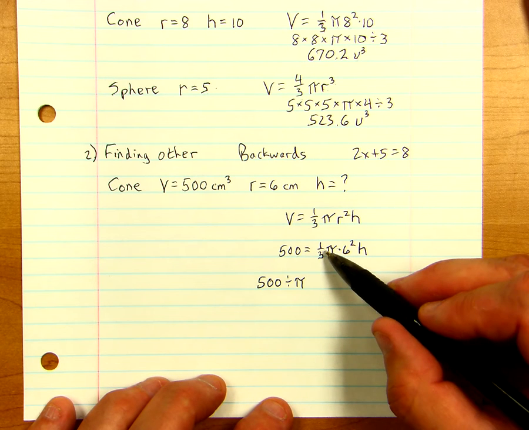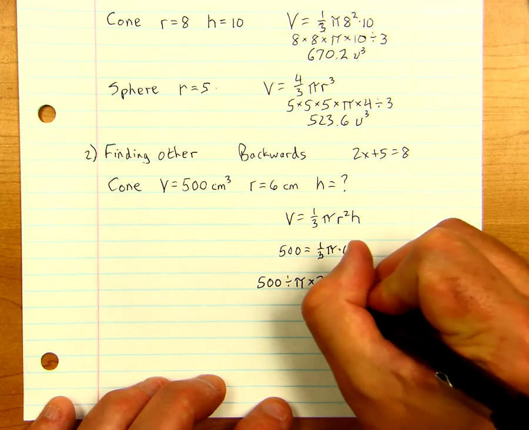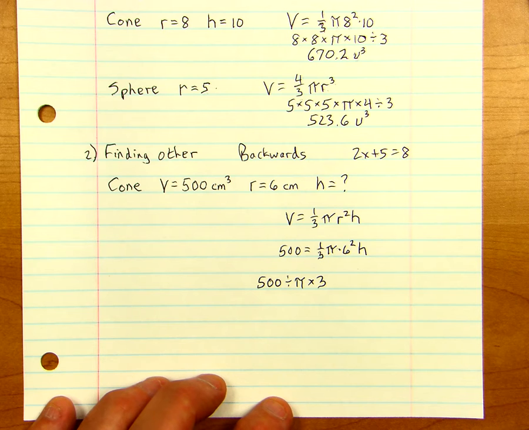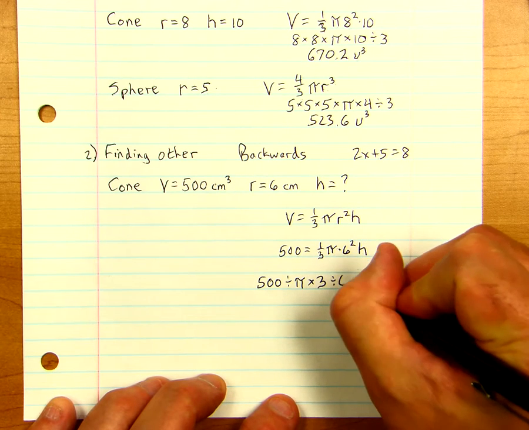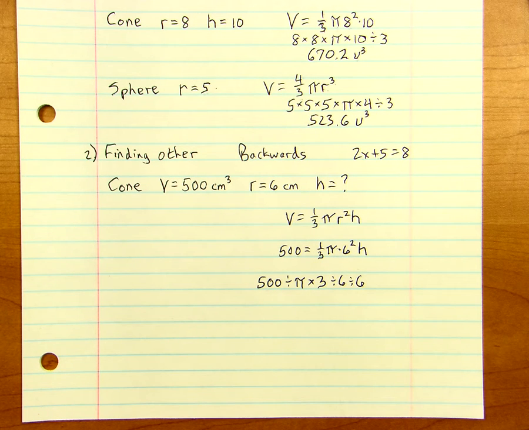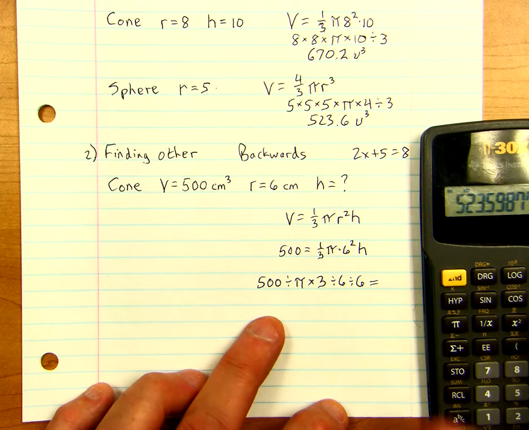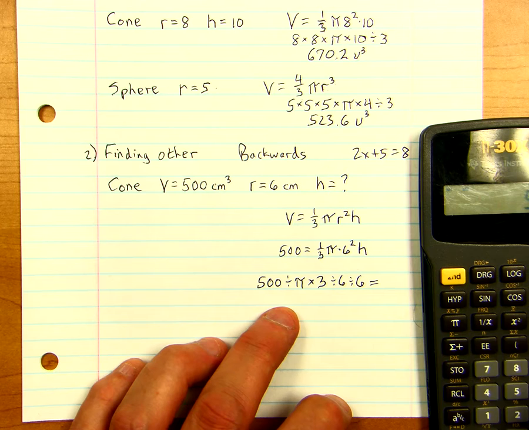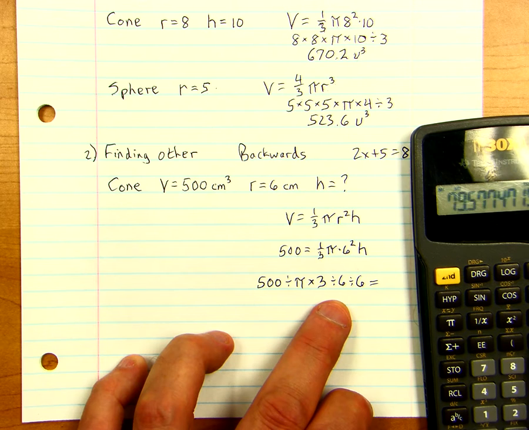This was up here what we did. We divided by 3 up here, remember? So guess what I'm going to do? Times 3. That gets rid of the fraction. And then I have 6 squared. So 6 times 6, I'm going to divide by 6. Divide by 6 instead of times 6 times 6. And that's going to be my answer for height. So I go with 500 divided by pi times 3 divided by 6 divided by 6.